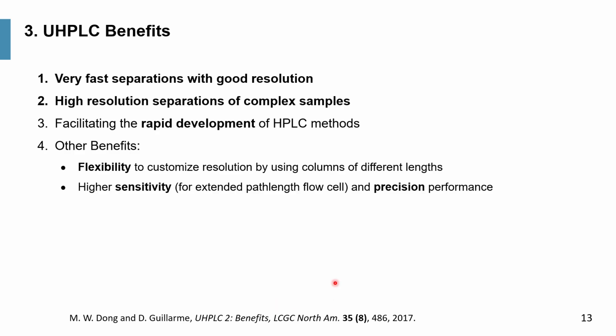This slide summarizes the UHPLC benefits. Three major benefits. Number one is very fast separation with good resolution. Second is higher resolution separation for very complex samples. The third one is rapid method development of HPLC methods using UHPLC systems and columns. Other benefits are flexibility and also high sensitivity if one uses the extended path length, and also higher precision performance methods.